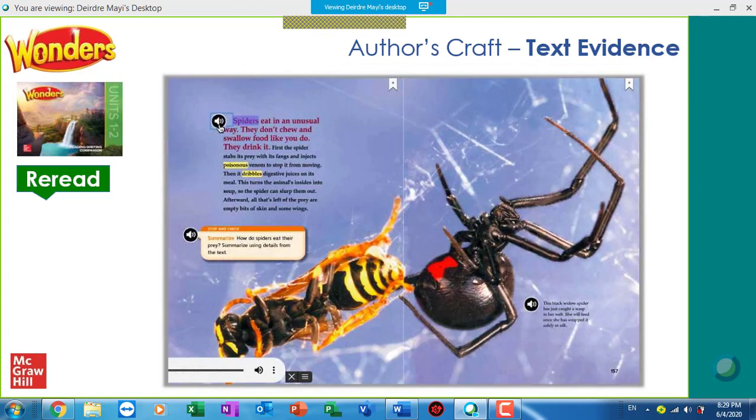Spiders eat in an unusual way. They don't chew and swallow food like you do. They drink it. First, the spider stabs its prey with its fangs and injects poisonous venom to stop it from moving. Then it dribbles digestive juices on its meal. This turns the animal's insides into soup, so the spider can slurp them out. Afterward, all that's left of the prey are empty bits of skin and some wings.